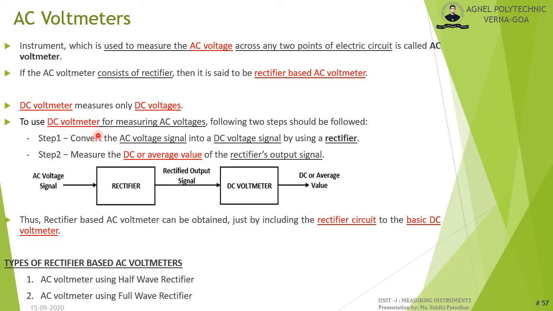So, to use a DC voltmeter for measuring AC voltages, we need to follow two steps. First, we have to convert this AC signal into a rectified DC output voltage using a rectifier. This rectifier output signal has to be fed to the DC voltmeter so that it can measure or read the DC or average value. Thus, a rectifier-based AC voltmeter can be obtained just by including a rectifier circuit in the DC voltmeter. Now there are two types of rectifier-based AC voltmeters. First, AC voltmeter using half wave rectifier, and second, AC voltmeter using full wave rectifier.